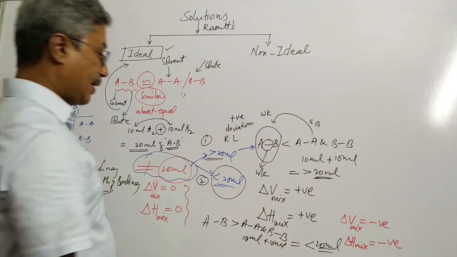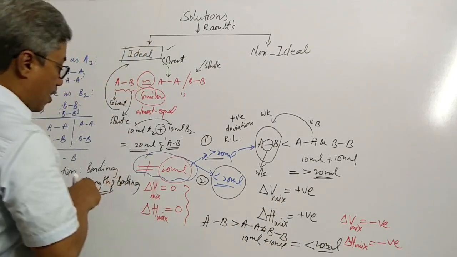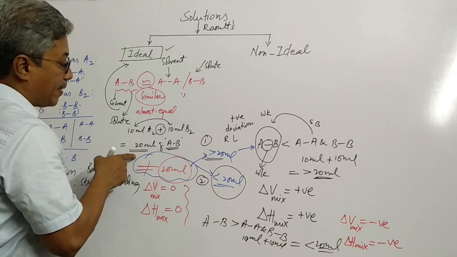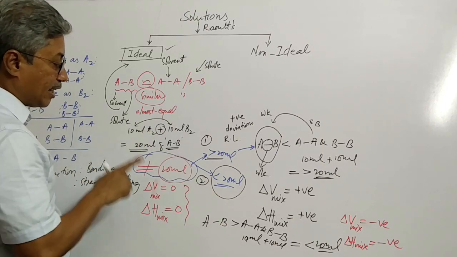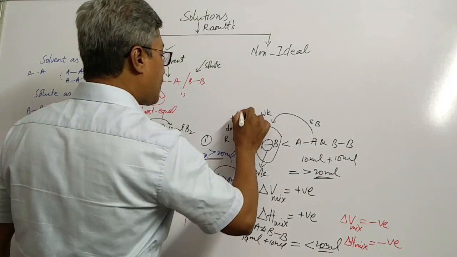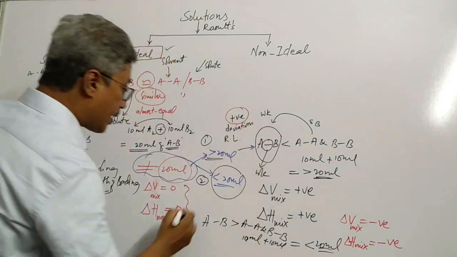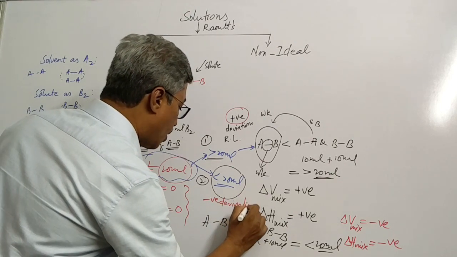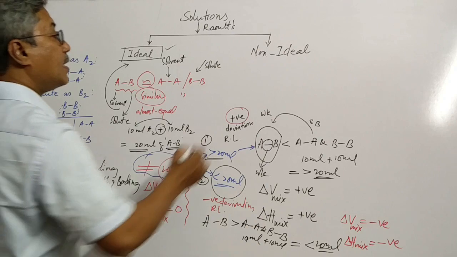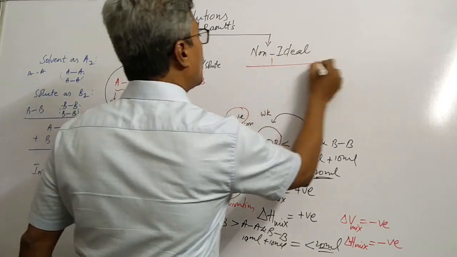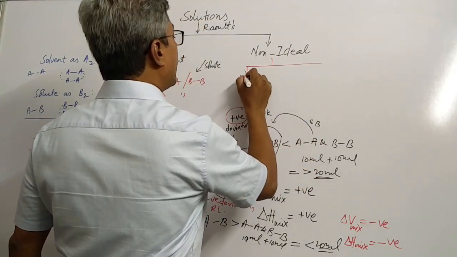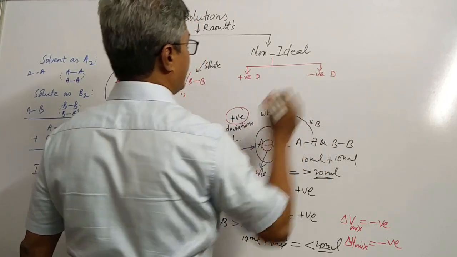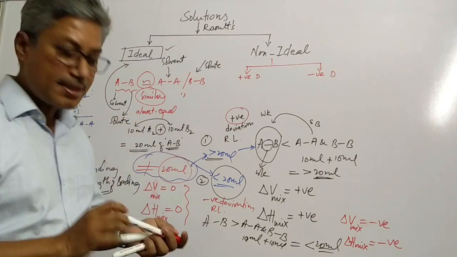Clear, students? Okay. Here, upon mixing two equal volumes, if the total volume is not equal to the sum of the two volumes, it means that either it will show positive deviation or it will show negative deviation from Raoult's law. Therefore, in non-ideal solutions, there are two types. One is showing positive deviation and another one is showing negative deviation. Is it clear, students? Okay.